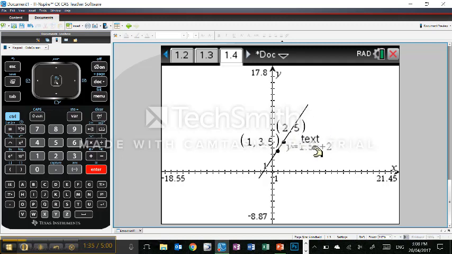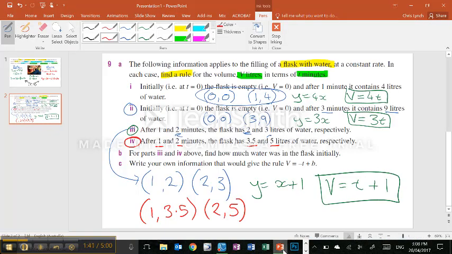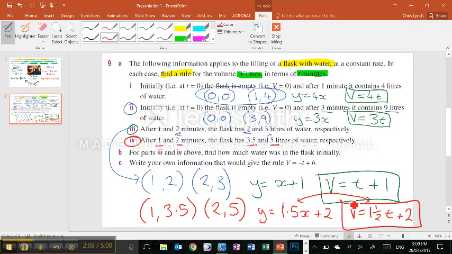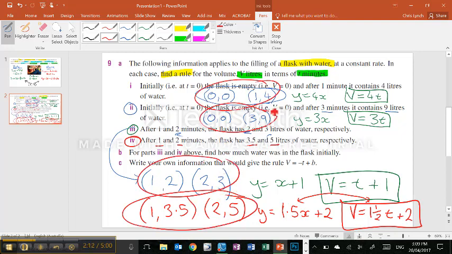Our coordinates have changed and our equation has changed to y equals 1.5x plus 2. Y equals 1.5x plus 2, which of course is volume equals 1.5 T plus 2. Doesn't matter if you display it like that or like that. And there are the 4 answers for those questions, using the coordinates to get the final equations for each of those.